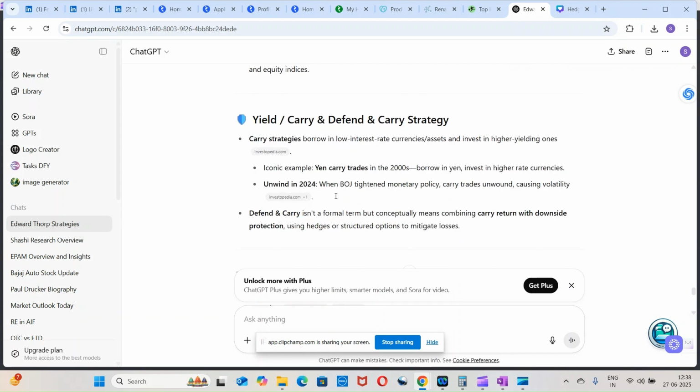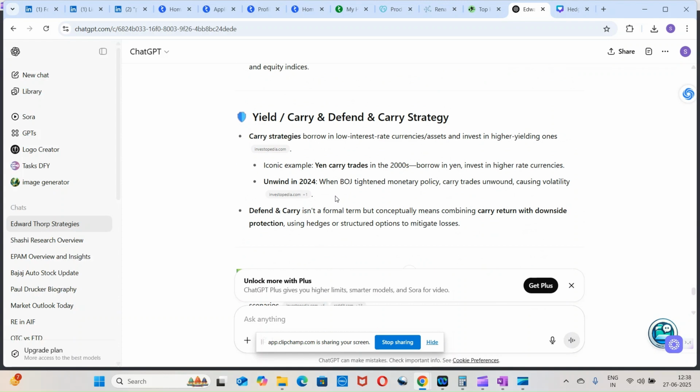Next, the yield carry, or defend and carry, strategy. Carry strategies work like this: you borrow in a low interest rate currency or asset and invest in higher yielding ones, so you make money on the difference in the interest rate. For example, if you borrow in the US, which has a low interest rate, and invest in India, which has a higher interest rate, that is a sort of carry strategy.